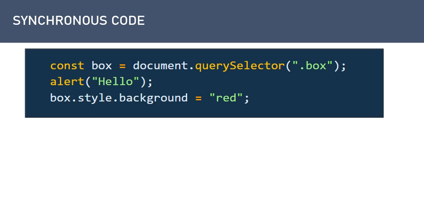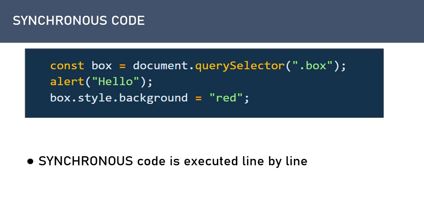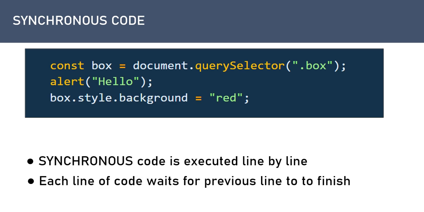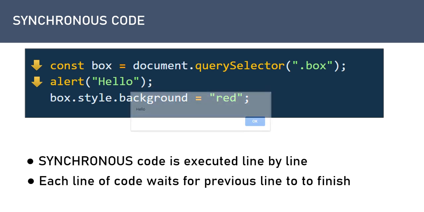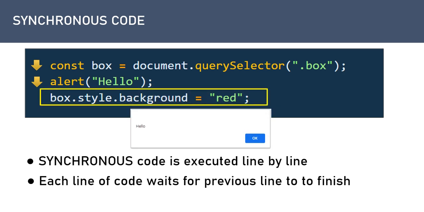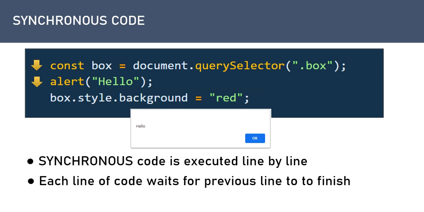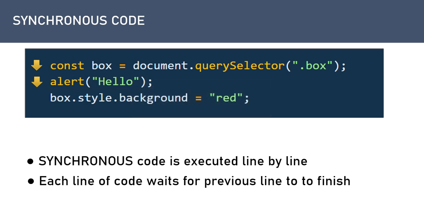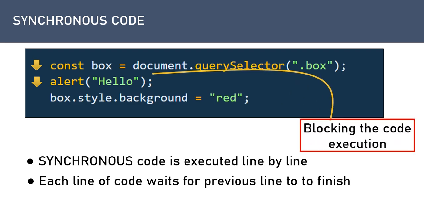Let's say we have three lines of code like this. Synchronous code will execute line by line, and each line of the code has to wait until its previous line finishes its execution. Here, the first line of code, which selects the element using the class name, will execute as normal, and then this alert statement will execute, but the third statement will not get executed until we close the alert box by clicking the OK button, which means the alert statement is blocking the code.